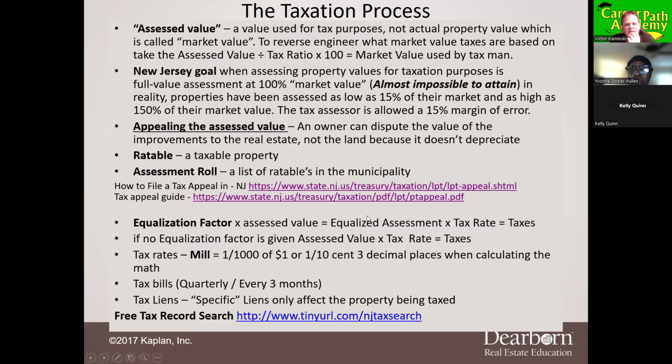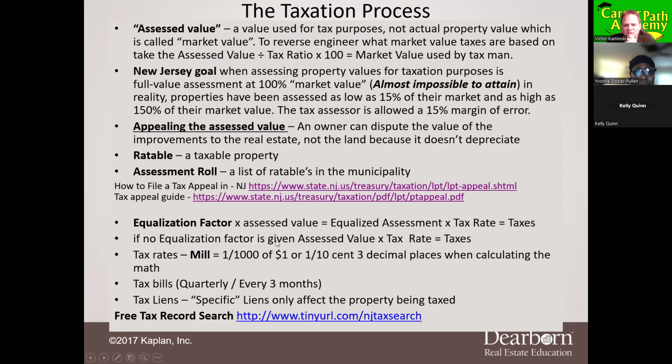So the equalization factor, if given, you're going to calculate that in first. So you take the equalization factor times the assessed value. If there was no equalization factor, you just take the assessed value, okay? In order to figure out what the taxes are, okay? So the equalization factor times the assessed value equals the equalized assessed value, times that by the tax rate, and it'll tell you what the taxes are.